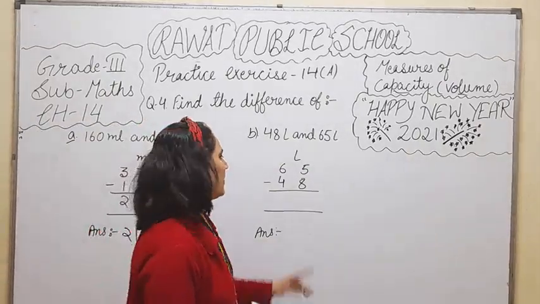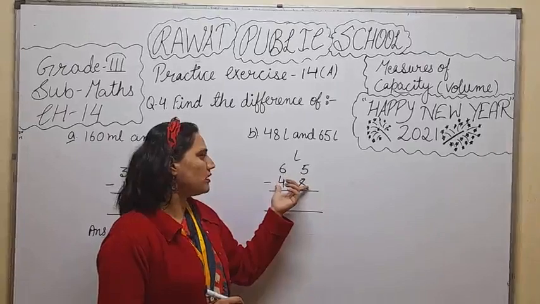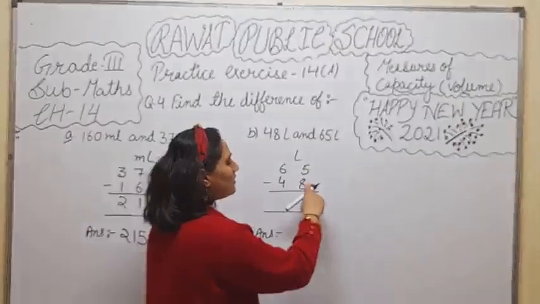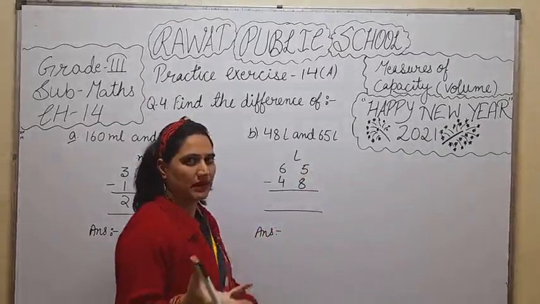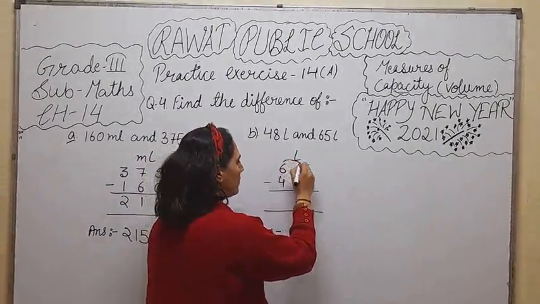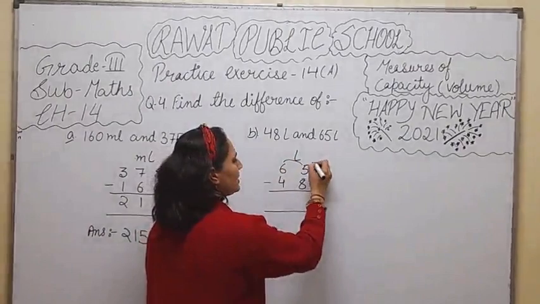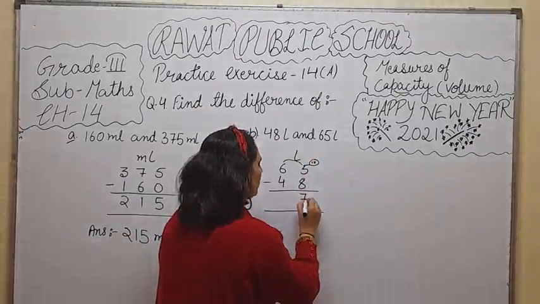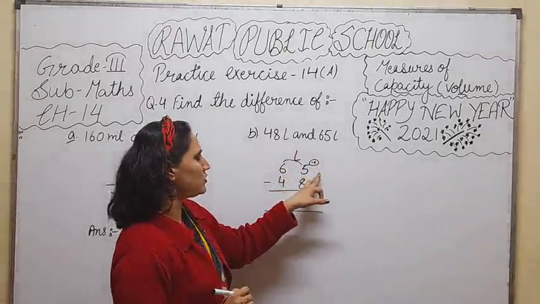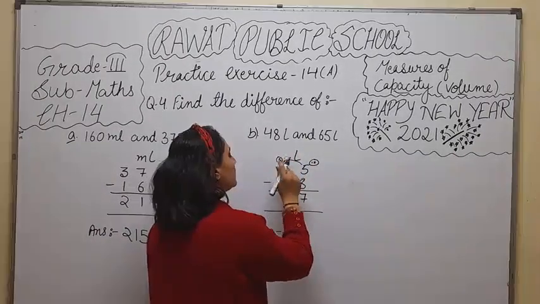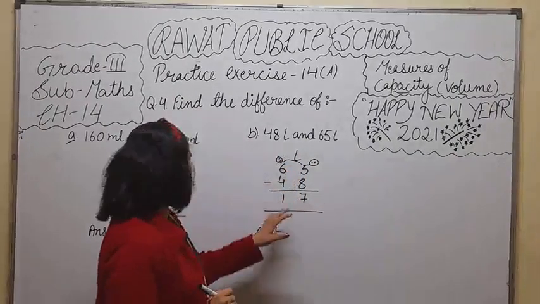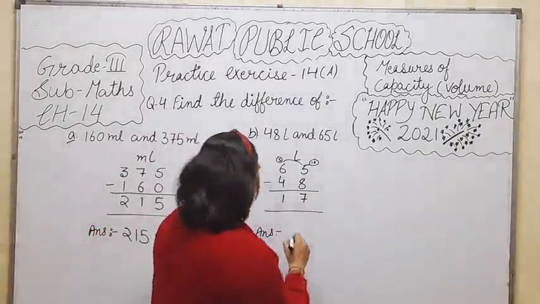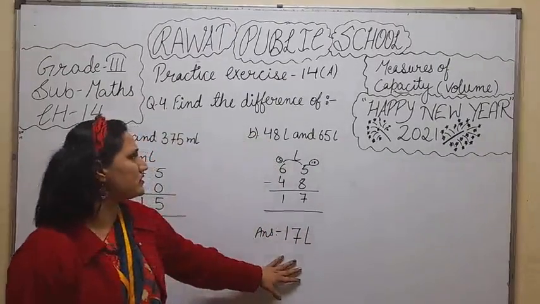Now we are going to solve question number B. Again, we place the bigger number on the top and the smaller number on the downside. So 65 liter and 48 liter. First of all, we look at the ones place number. We cannot subtract a bigger number from the smaller number, so we'll take a carry from the tens place. When we take the carry, it becomes 15. So 15 minus 8 leaves 7. We'll write 7 here. And on the tens place, when we give 1 carry, we have only 5 left. So 5 minus 4 leaves 1. So we have 17 liter. This is the answer of question number B.